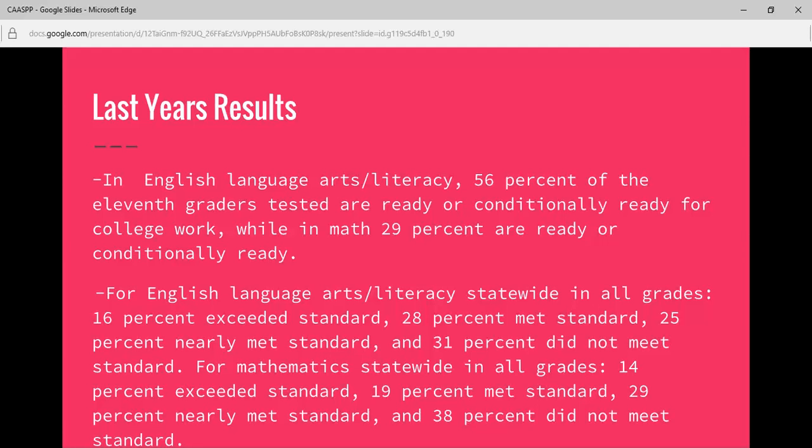For English Language Arts literacy statewide in all grades, these are the ALDs, the achievement level descriptors. So 16% exceeded standard, 28% met standard, 25% nearly met standard, and 31% did not meet standard at all. For mathematics statewide in all grades, 14% exceeded standard, 19% met standard, 29% nearly met standard, and 38% did not meet the standard.